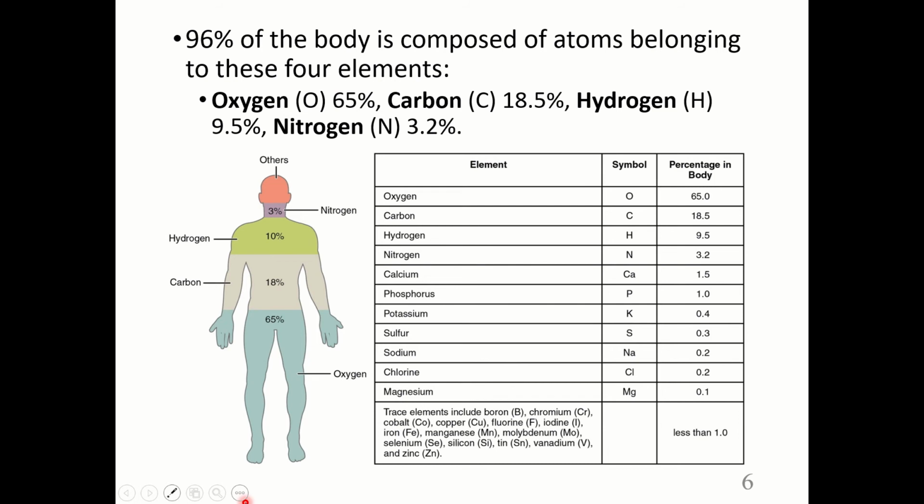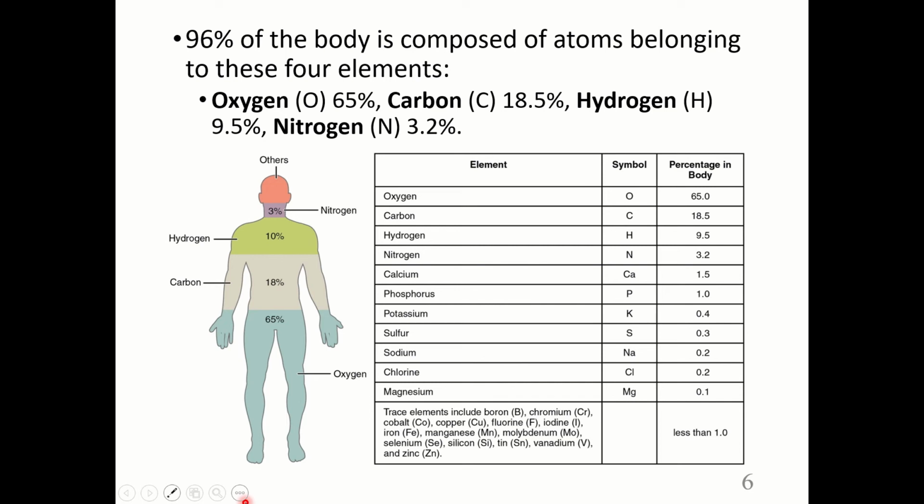96% of the body is composed of atoms belonging to these 4 elements: oxygen, carbon, hydrogen, and nitrogen. Oxygen, with the symbol O, makes up 65% of the body. Carbon, with the symbol C, makes up 18.5% of the body. Hydrogen, with the symbol H, makes up 9.5% of the body, and nitrogen, with the symbol N, makes up 3.2% of the body.